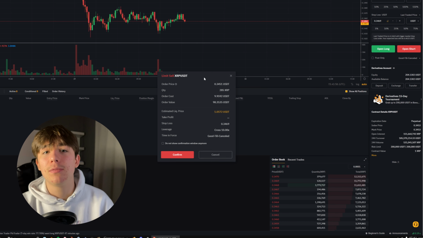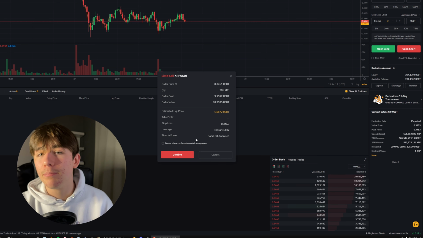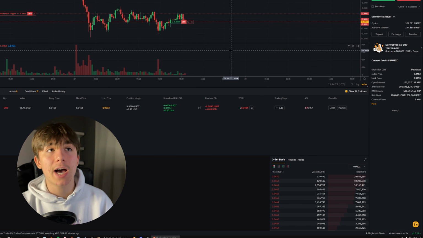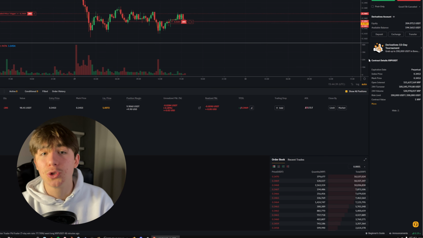Before entering a trade, Bybit will automatically give you a pop-up window saying, this is everything you're gonna do right now. Please check it so you're not making any mistakes. Don't checkbox this right here. It basically says do not show the confirmation window anymore. It's very important to just double check what you just did. So don't check this box. Click confirm, and right now you'll see I immediately enter the trade because my order price was very close to the market price.